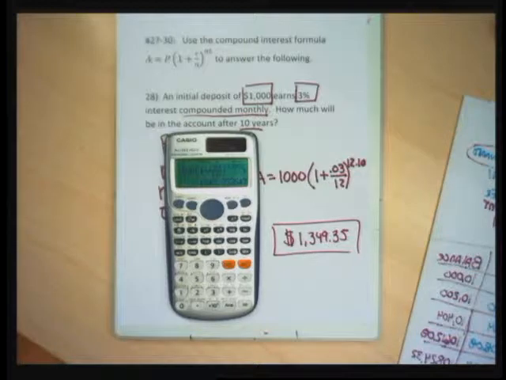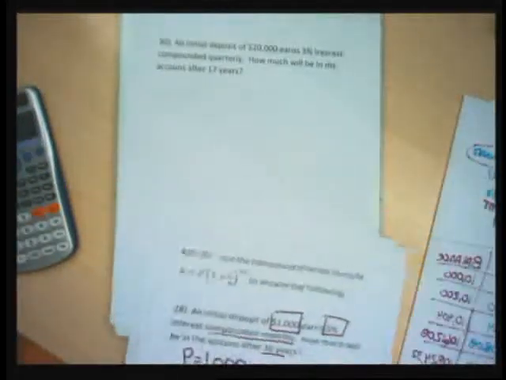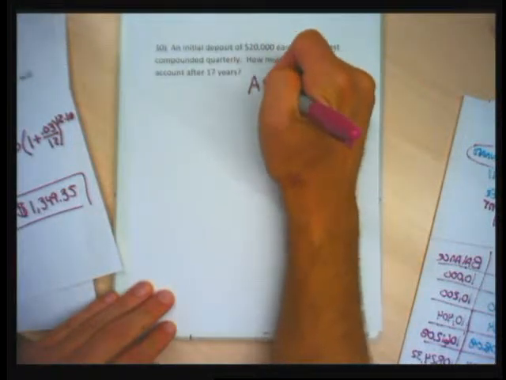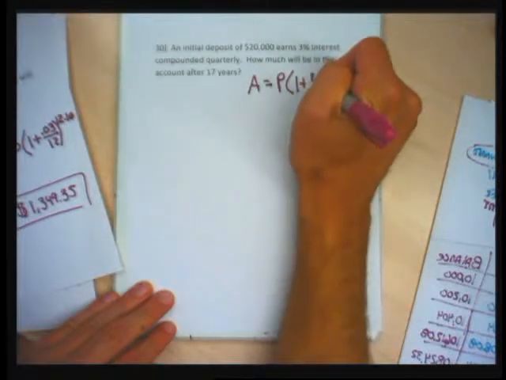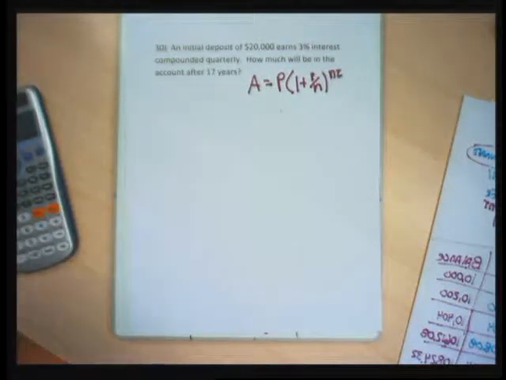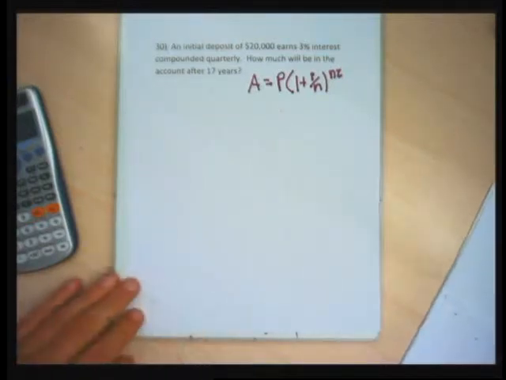Problem 30 is just another example of how to use this formula in a really nice problem. So to do problem 30, I have to have that formula either memorized or written for me, so I'm just going to write it down. The formula is A equals P times 1 plus R over N to the NT power. So I deposit $20,000, get the same horrible 3% interest compounded quarterly. How much will be in the account after 17 years?